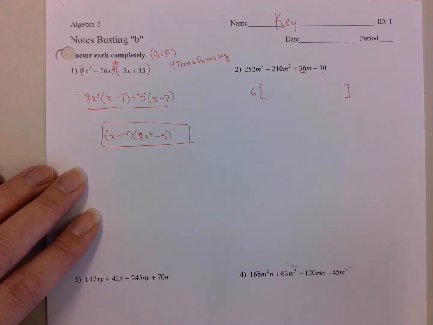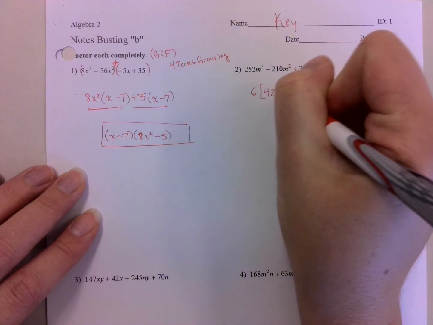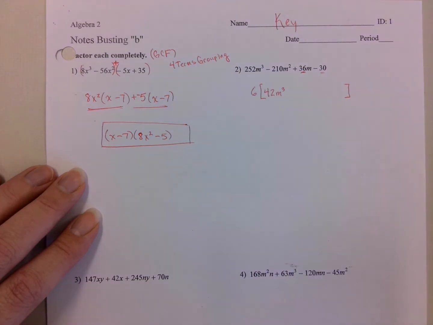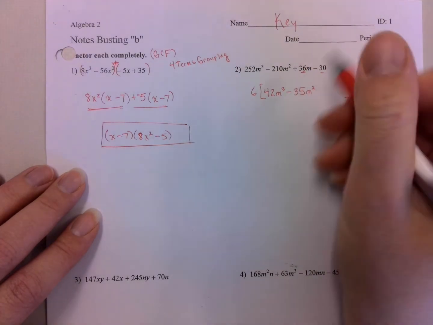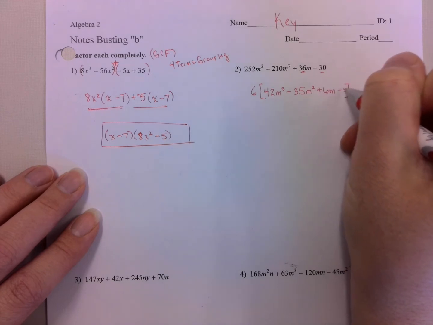So I'm going to have to take 252 divided by 6. I've got 42, keep the m to the third because I cannot take an m from here. Negative 210 divided by 6 is going to keep me a negative, but it's 35 m squared. And then 36 divided by 6 is going to be a 6m and then a negative 5.